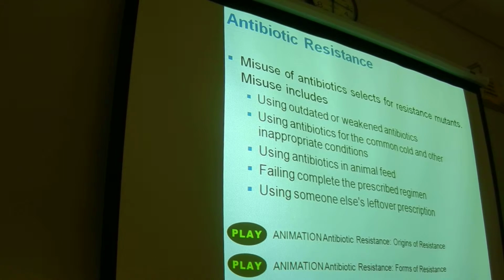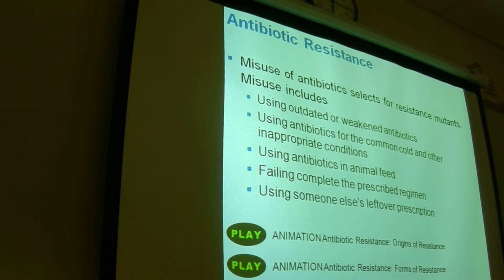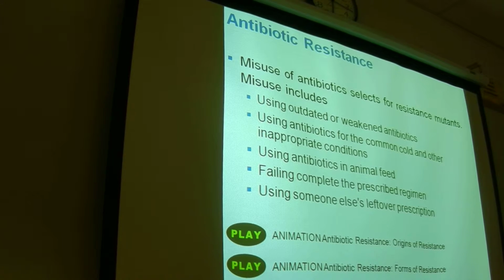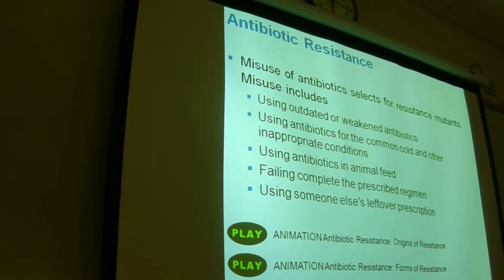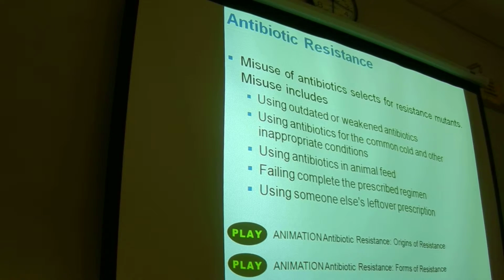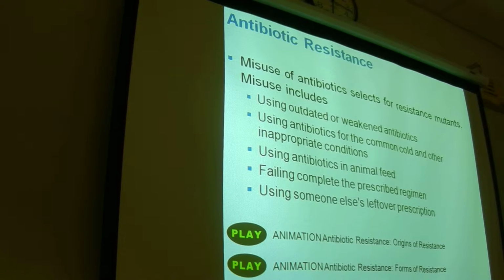Using antibiotics in animal feed. So, you feed the chickens or the cows with antibiotics to prevent them from getting infections. Then we eat the chicken or the cows, and we're taking antibiotics without even knowing it. So again, every time you take a little bit of antibiotics, you're killing off the weak ones, letting the strong ones survive. So that's part of the reason.